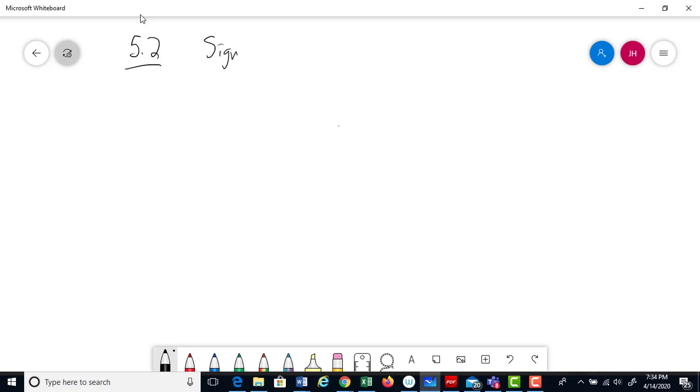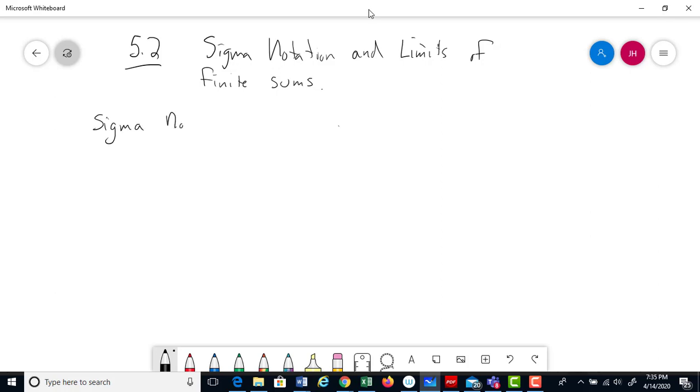Sigma notation and limits of finite sums. So sigma notation, we're going to need this for, eventually, finding the actual area underneath the curve, and it's going to be awesome. So sigma notation, the summation.